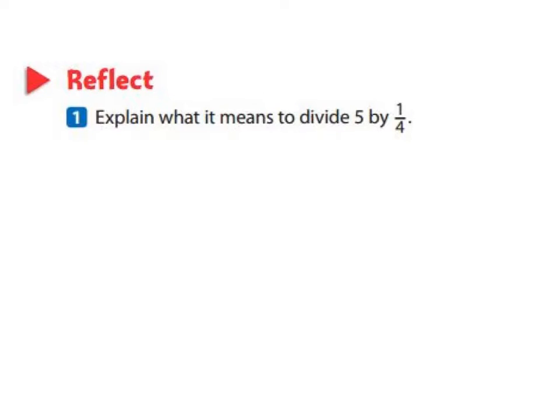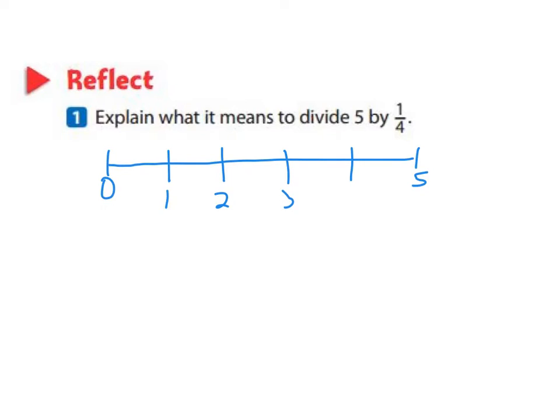Okay, this reflection problem is one where we just want to stop and make sure we understand what we're doing. So it says explain what it means to divide 5 by 1/4. So I'm going to just go back and show you what I would do. I would draw a number line, and my number line would start with 0 and end with 5. I'm going to divide this number line into 5 parts because I know I have 5 wholes. So we have 1, 2, 3, 4. And I'm going to go ahead and name them. This is 1, 2, 3, and 4.